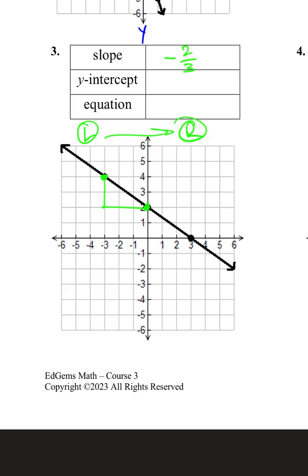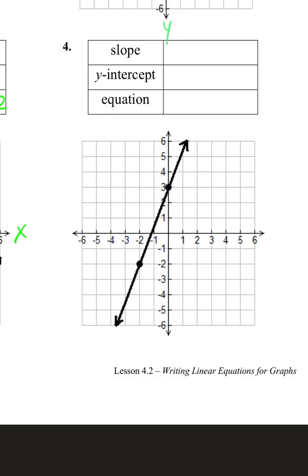And then at what point does my line cross the y-axis? So here's my x-axis, there's my y-axis. Okay, so at what point? +2, right there. So my equation is y equals -2/3 x plus 2. Okay, number 4.